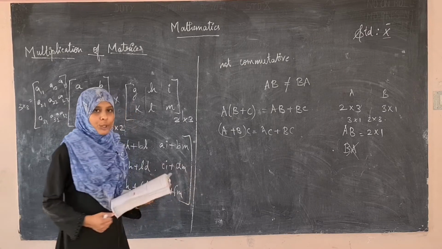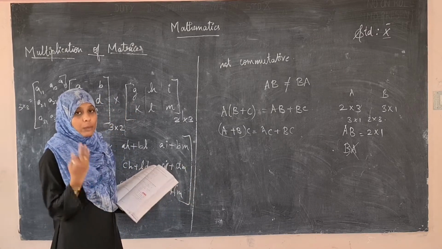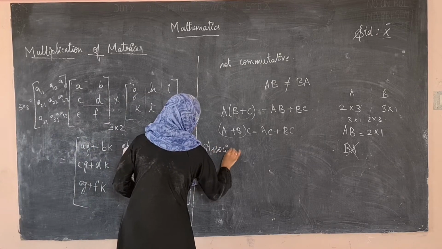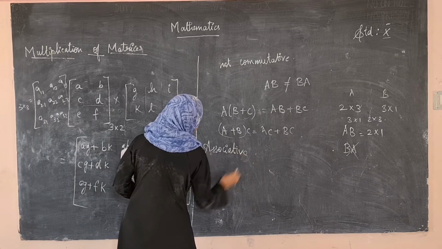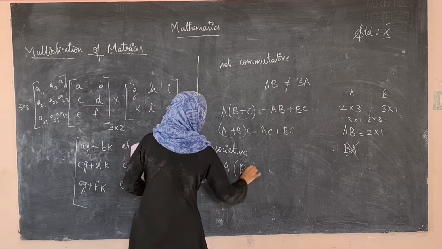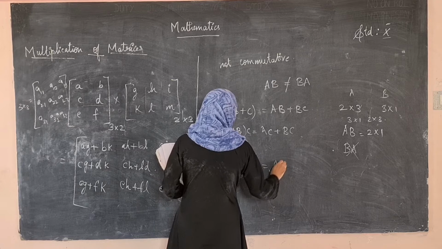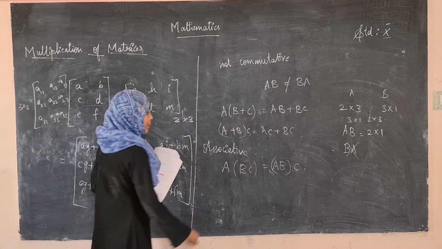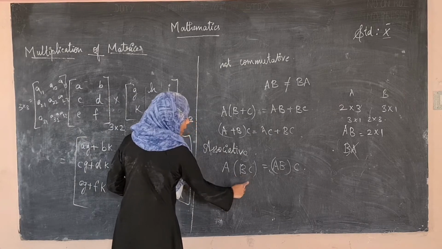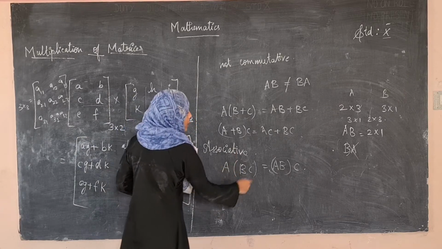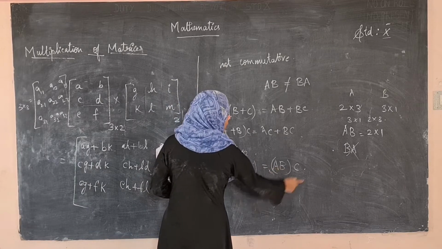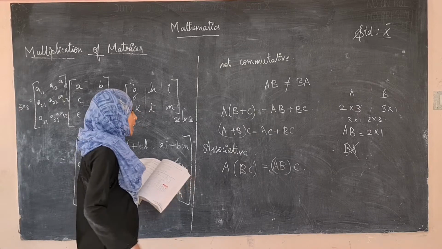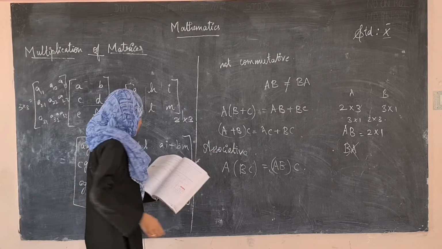Next one is matrix multiplication is always associative. What is associative? Associative property means it should be done with three matrices. If you take three matrices, A into BC will be equal to AB into C. This is the associative property. That is, if you multiply BC and the resulting matrix is multiplied with A, we get the same result as when we multiply AB and multiply with C. That is, matrix multiplication follows the associative property.